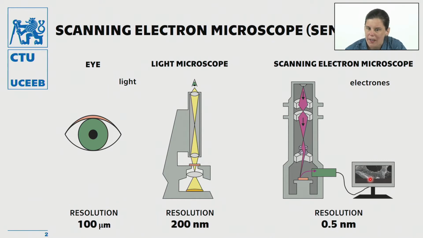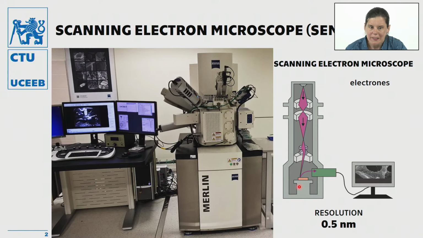Now, this device can provide much more detailed resolution. You can see the comparison here. In fact, the microscope can see, as far as I calculate, 200 times better than a human eye. This is the microscope that we have here at UCEEP, and this is the microscope that we use for our experiments.